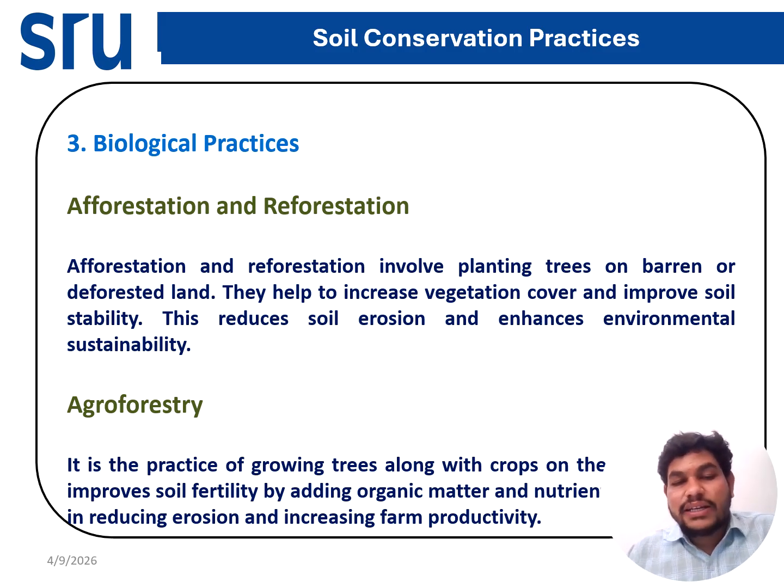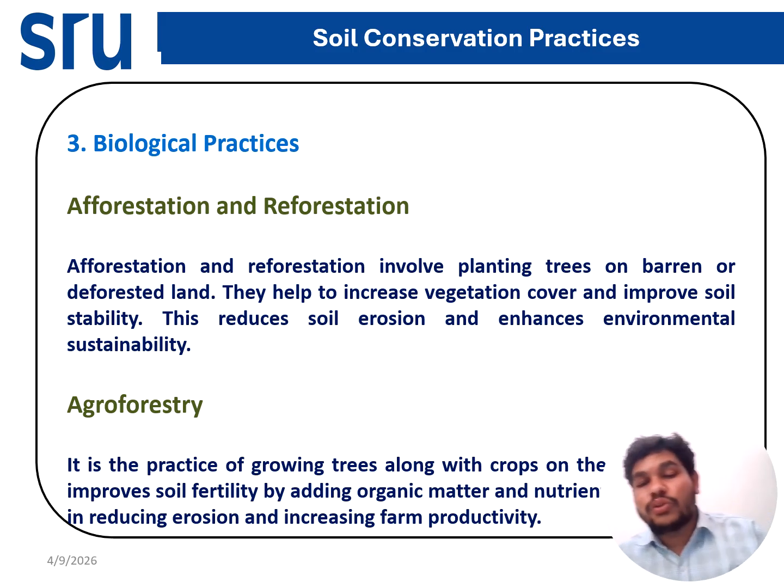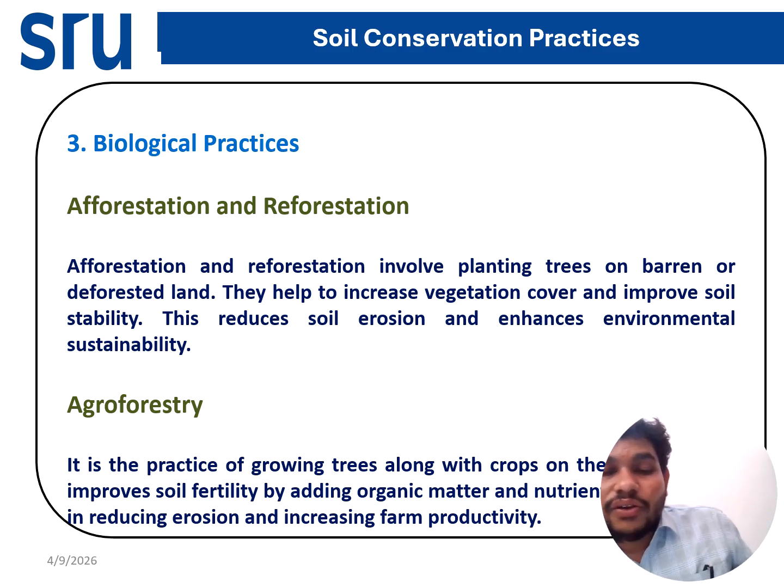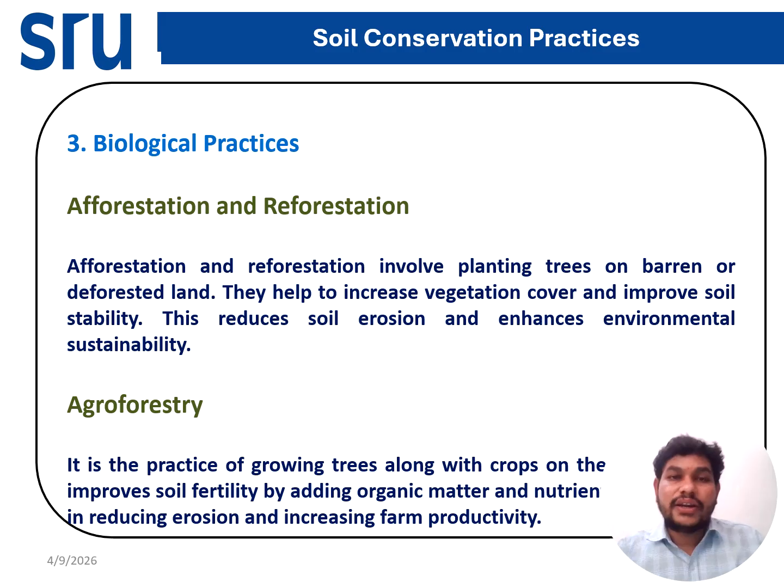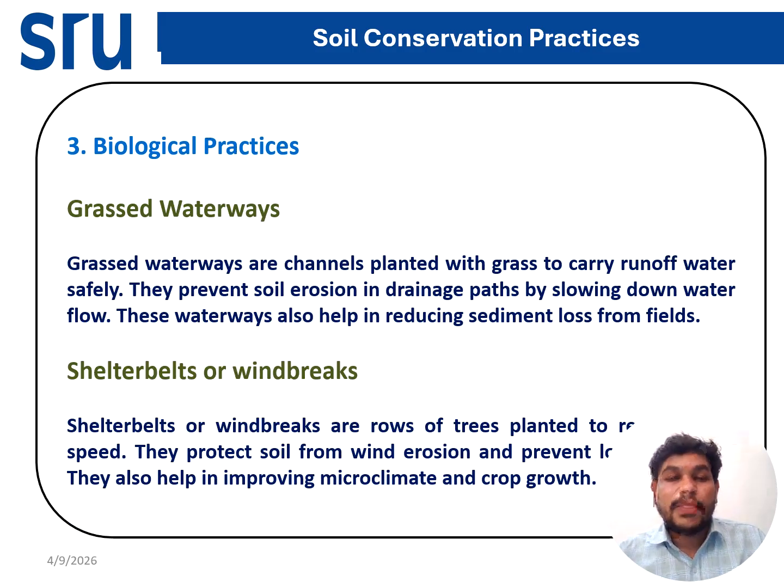Another practice is agroforestry. In agroforestry, we grow trees along with the crops so that soil fertility improves, and organic matter and nutrients are added to the soil. That organic content will improve soil stability, soil structure, infiltration rate and hydraulic conductivity, reduce erosion, and also improve the farm productivity.